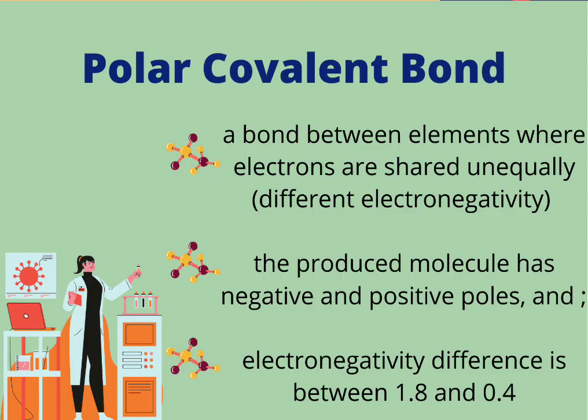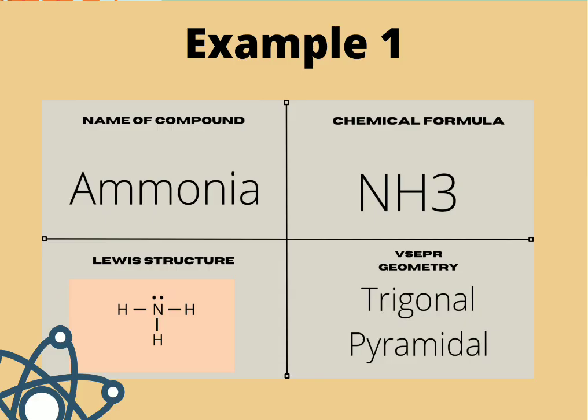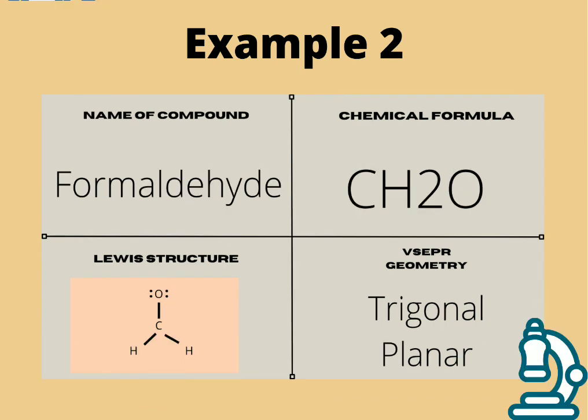On the other hand, a polar covalent bond is a bond between elements where electrons are shared unequally. The produced molecule has negative and positive poles, and the electronegativity difference is between 0.4 and 1.8. I also prepared two examples for polar covalent bond, the ammonia and the formaldehyde compound.